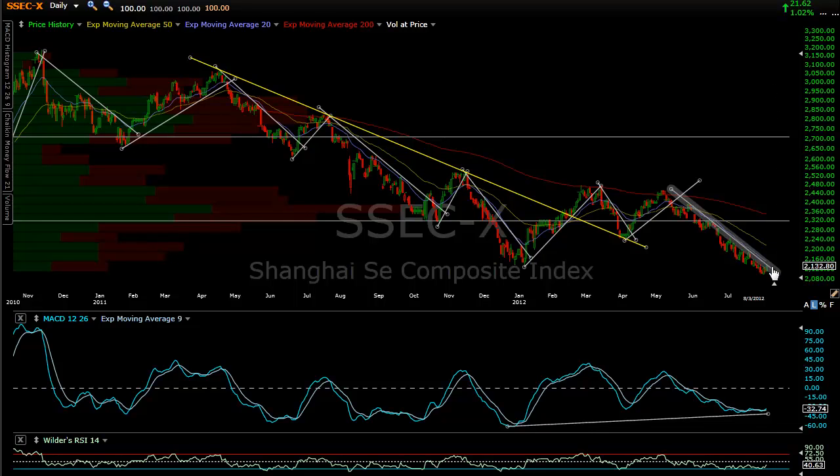You can't trade the SSEC directly, but you can trade the PGJ, I believe, and the FXI, which are two of the more commonly traded Chinese ETFs. They don't track this index directly. They track some Chinese companies, so they'll roughly mirror it. And let's move on here.